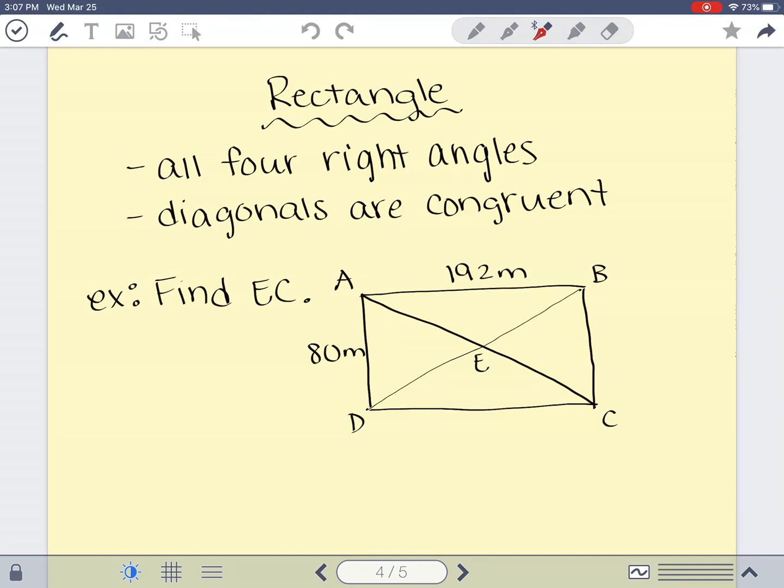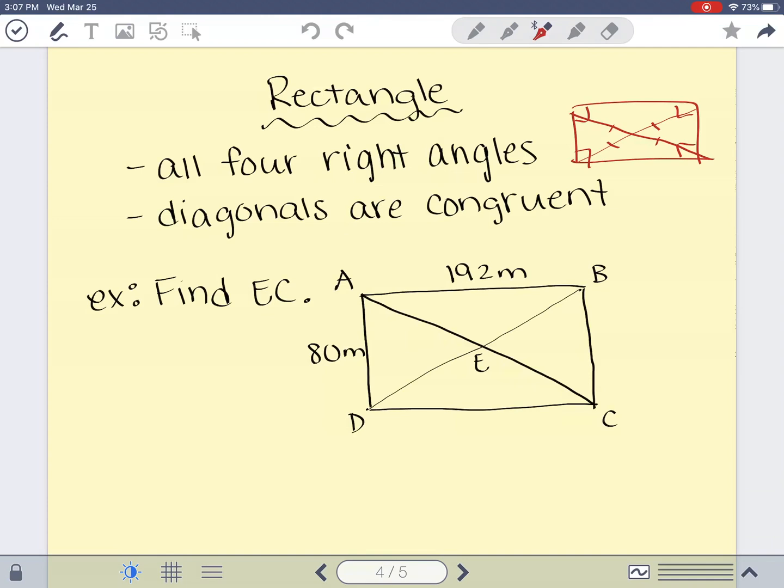So the next thing we're getting into is a rectangle. A rectangle has all four right angles, so all four angles are going to be right angles. They're all congruent. And then the diagonals are congruent. Not only do they bisect each other, but they are also congruent.